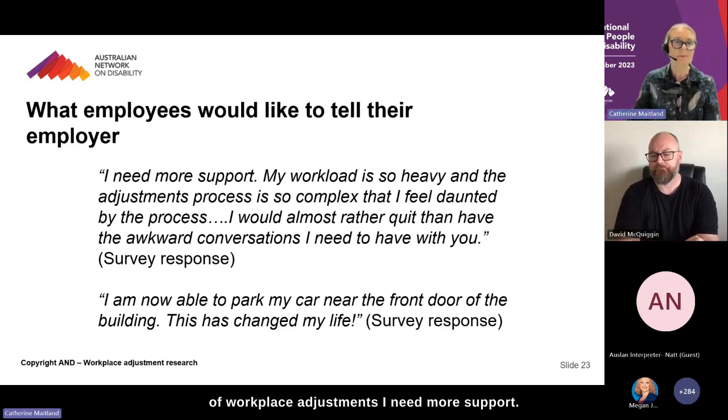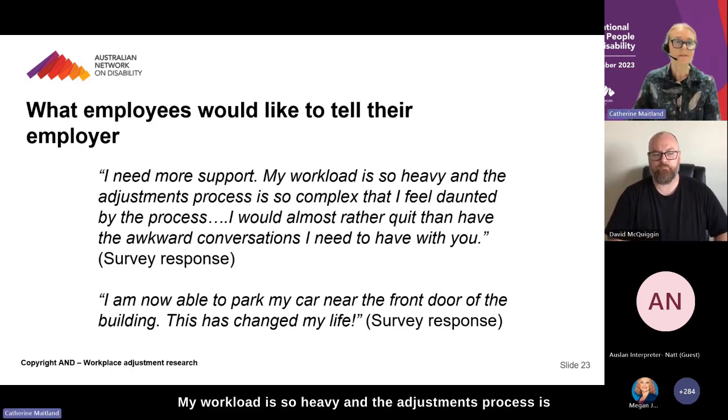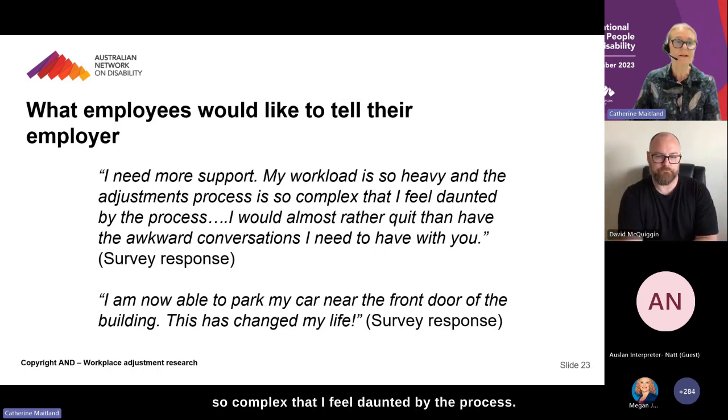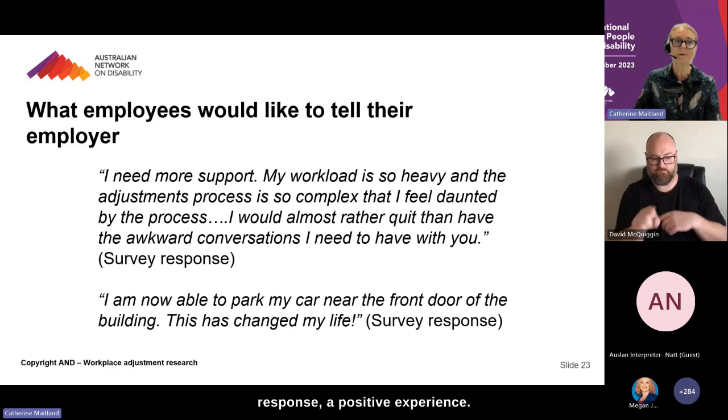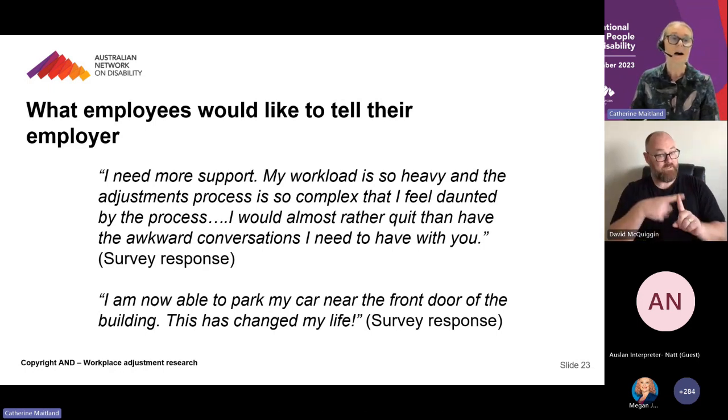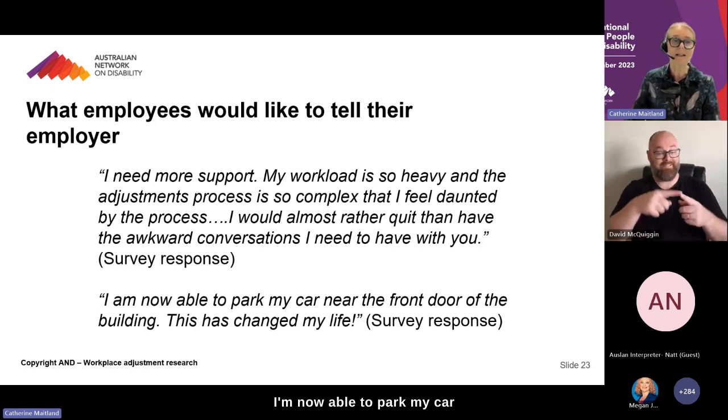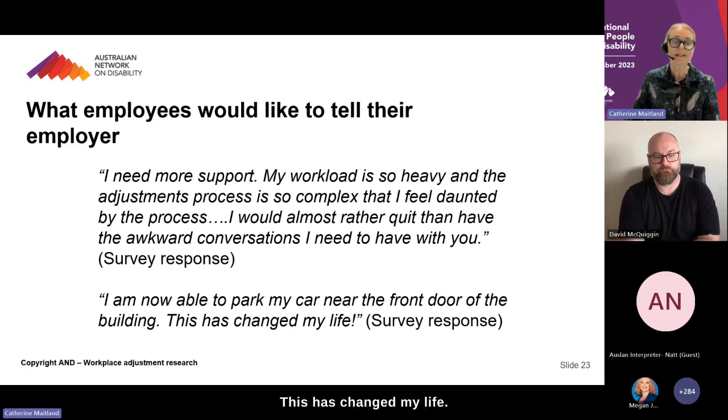"I need more support. My workload is so heavy and the adjustments process is so complex that I feel daunted by the process. I would almost rather quit than have the awkward conversations that I need to have with you." And another response, a positive response, a positive experience: "I'm now able to park my car near the front door of the building. This has changed my life."